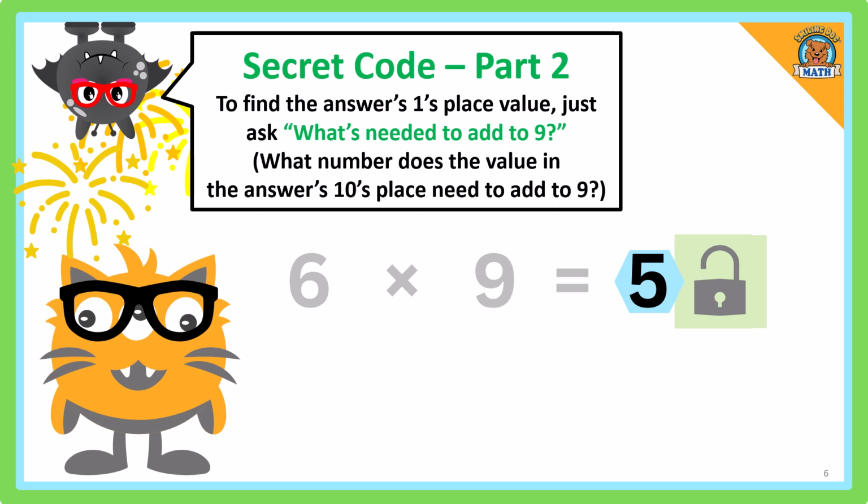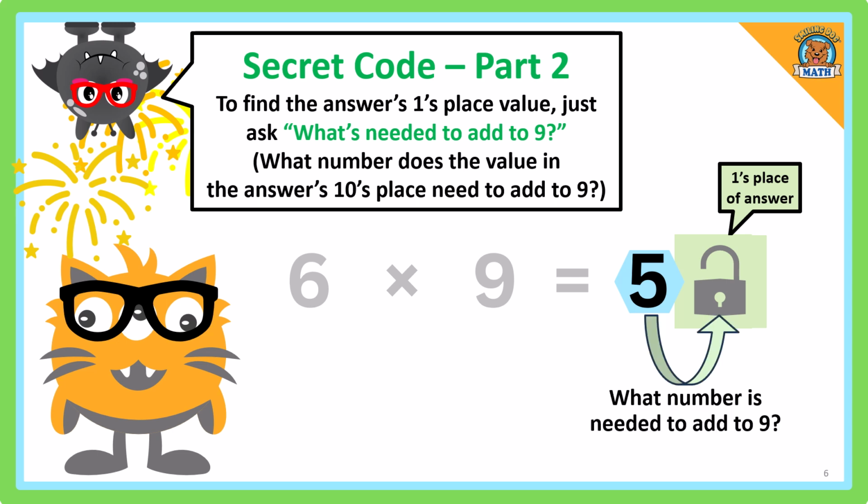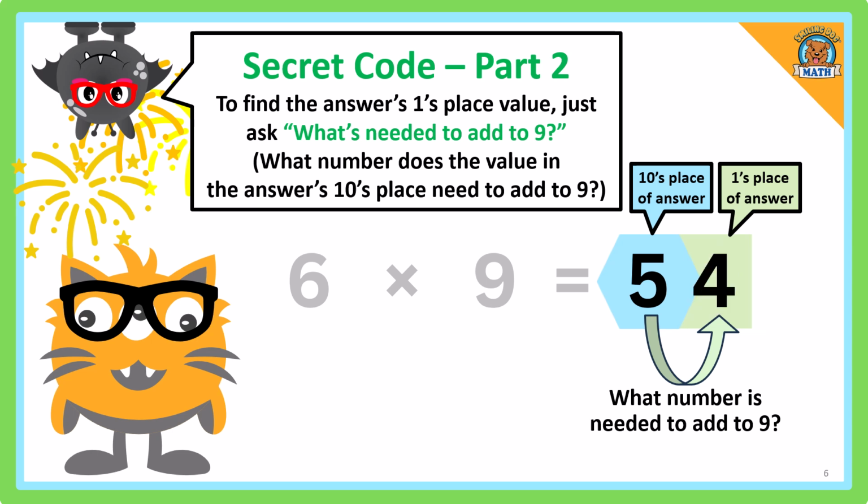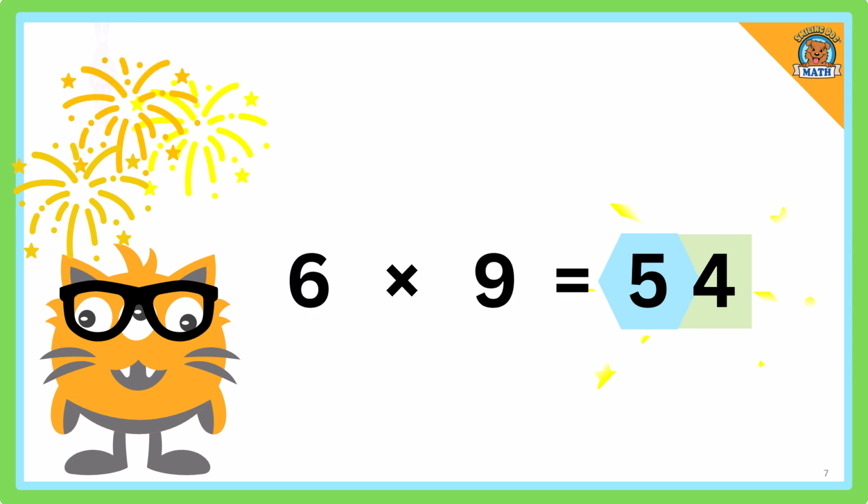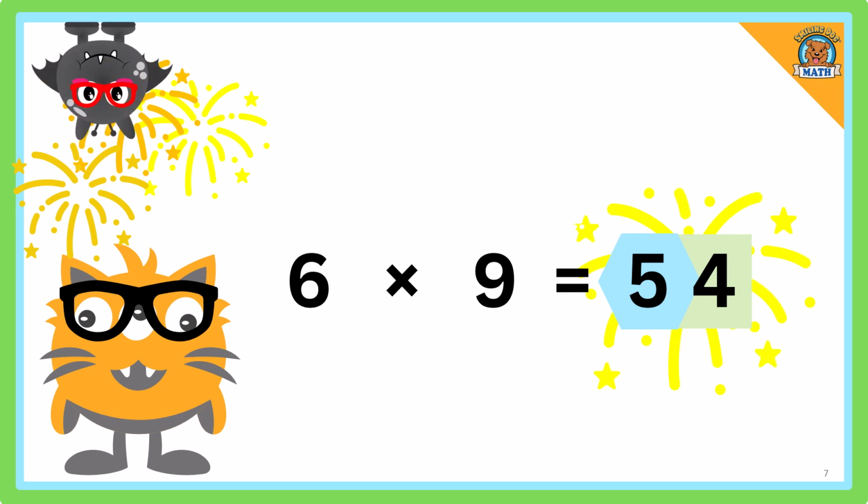Here's part 2 of the secret code. To find the answer's ones place value, just ask what's needed to add to 9, or a little more specifically, what number does the value in the answer's tens place, which in this case is 5, need to add up to 9? Because 5 needs 4 to add up to 9, we know there will be a 4 in the ones place of the answer to this multiplication fact. And this gives us our answer to 6 times 9. 6 times 9 equals 54.